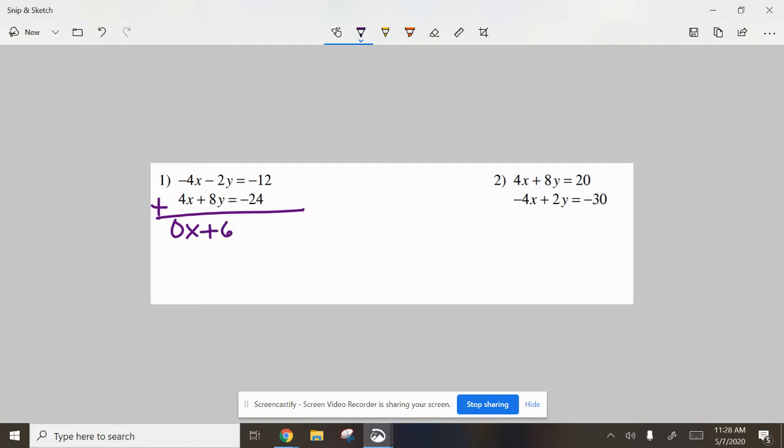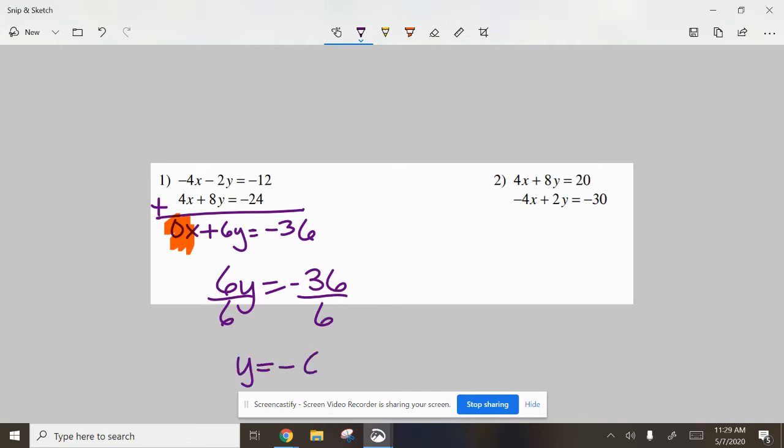And then if I do this one, that's plus 6y, positive 6y, and then -12 and -24. When you add those together, you're going to get -36. Now you're at this point, that's great. This cancels out. You basically have a 0, so you don't even pay attention to that. Now you have 6y equals -36, and you want to isolate the y. You want to get y all by itself, so we're going to divide 6 to both sides. You're going to get y equals -6. This is not too tough. That was an easy part of the problem, but this is only half of the answer.